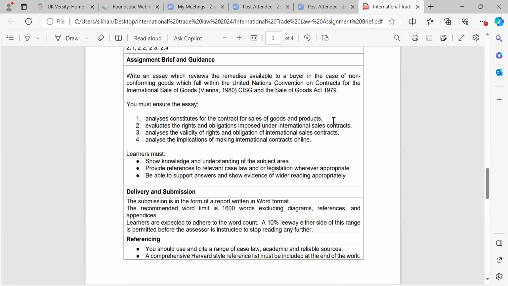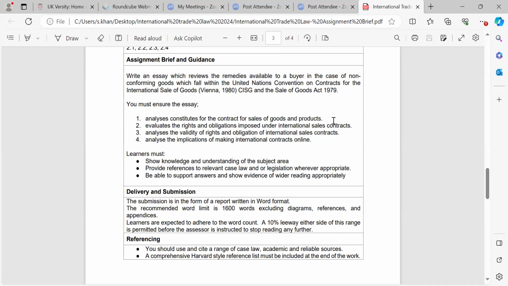The delivery and submission here. The submission is in the form of a report written in the Word format, so it needs to be a Word document. The recommended word limit for this part of it is 1,600 words, excluding any diagrams, references, and appendices. Learners are expected to adhere to the word count again, and a further 10% leeway either side of this range is permitted before the assessor is instructed to stop reading any further.